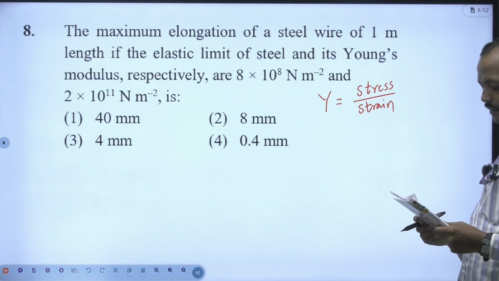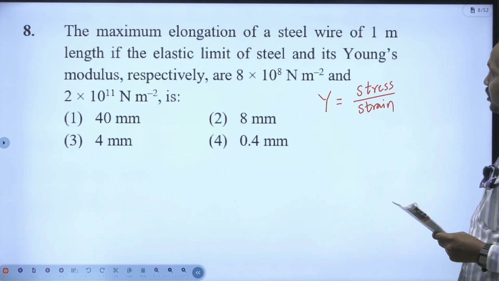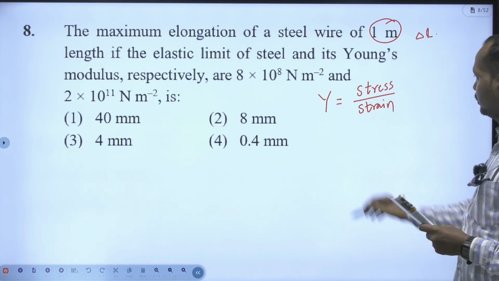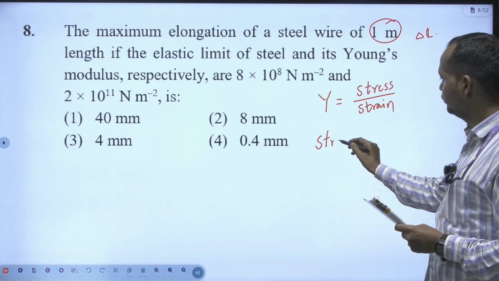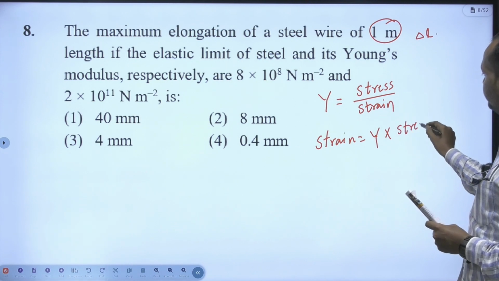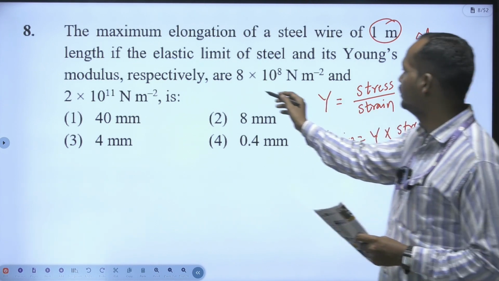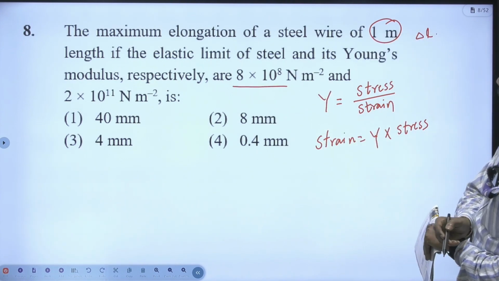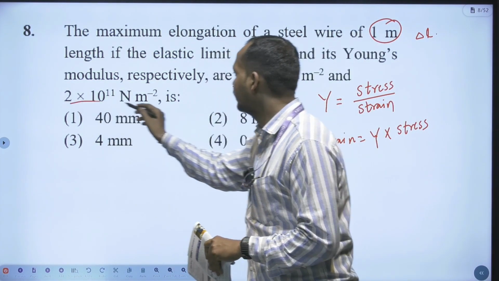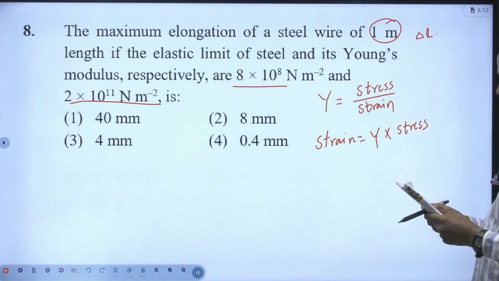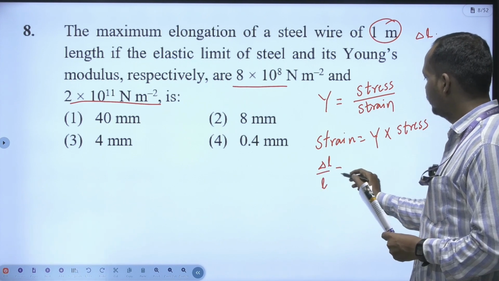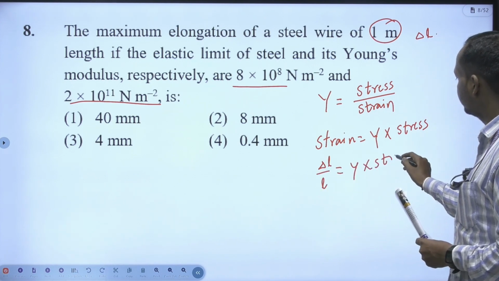Nothing but the elongation of a wire of 1 meter. Original length is this much. Change in length we need to calculate. So, strain is equal to stress upon Young's modulus. They have given the Young's modulus, and the elastic limit also they have given. So here strain is nothing but change in length upon original length, equal to stress upon Young's modulus.